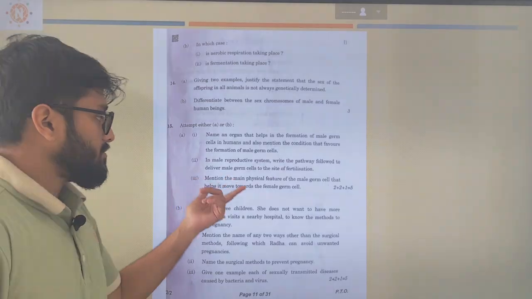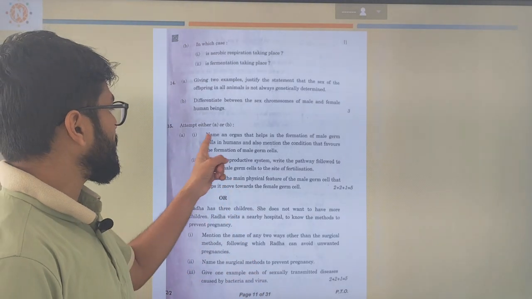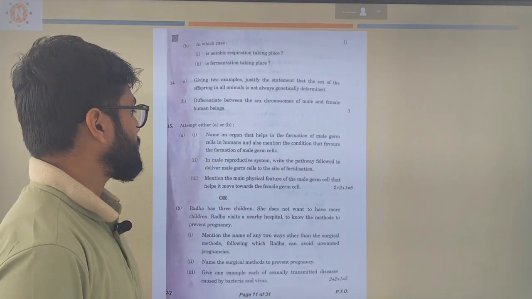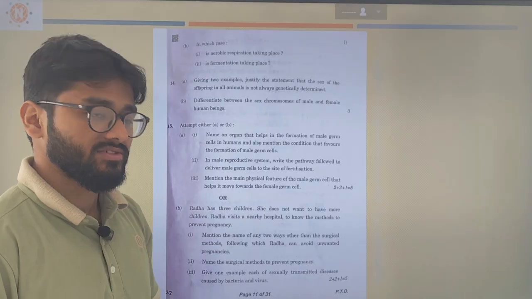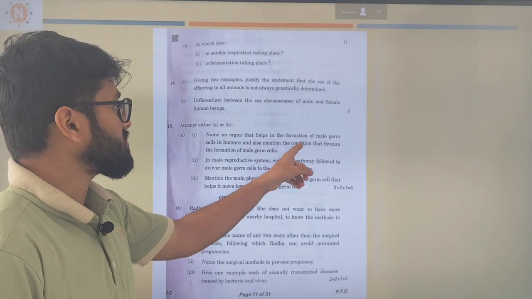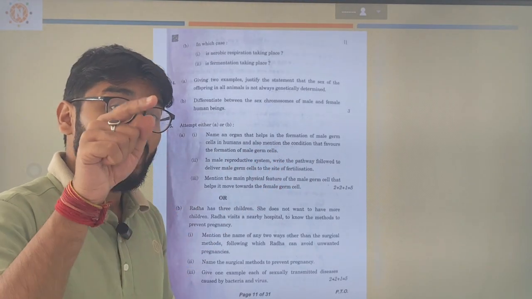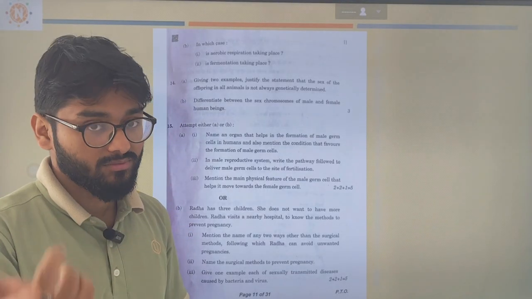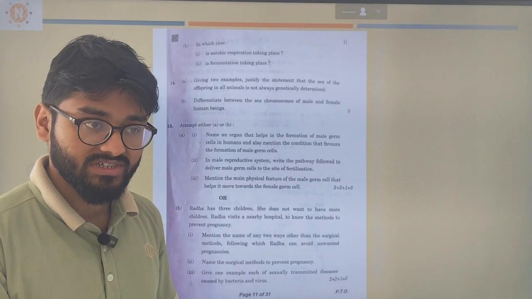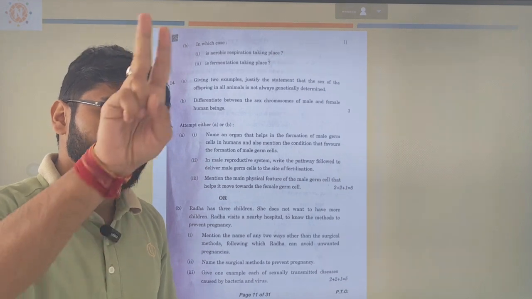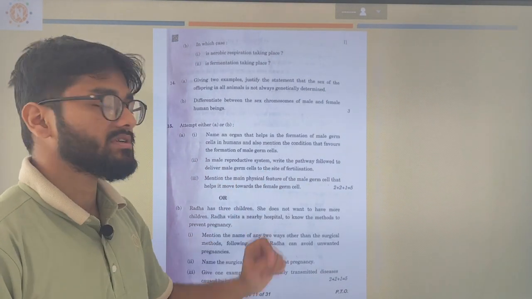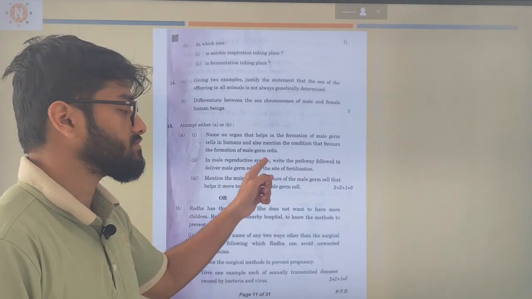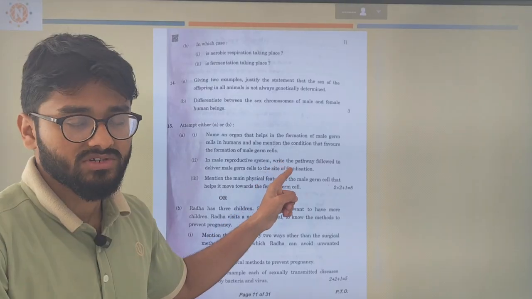Attempt A or B, but we will be discussing both. Name an organ that helps in the formation of male germ cells, very common, that is your testes, and also mention the condition that favors it, that is a reduced temperature, a lower temperature than your body. What is your body's temperature? That is 37.5 degrees C. So if you reduce the temperature by at least 2 degrees C, that is what is favored for the male germ cells or sperm cells.